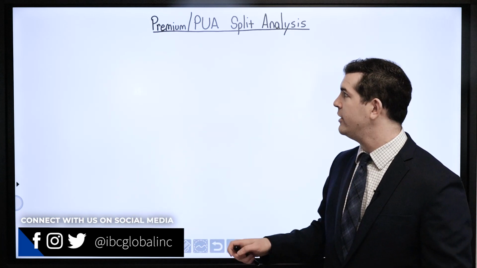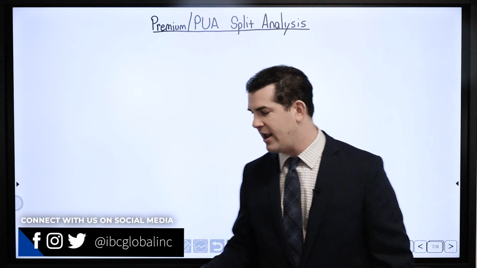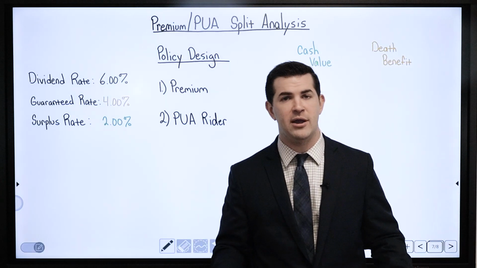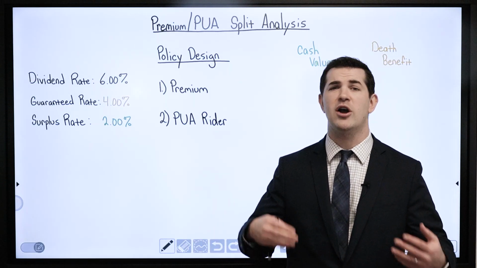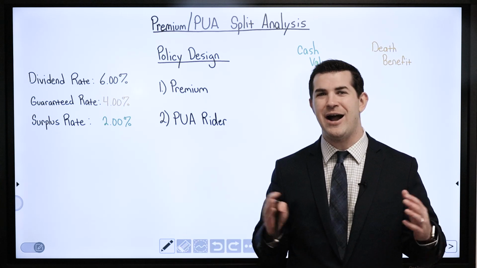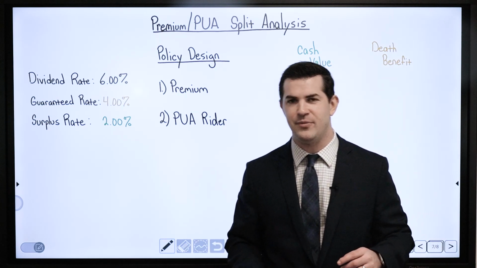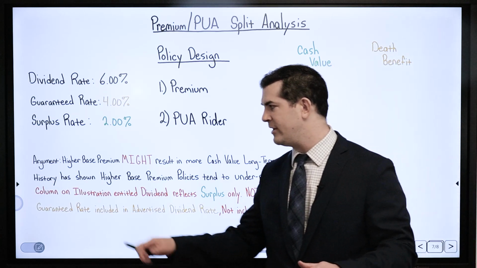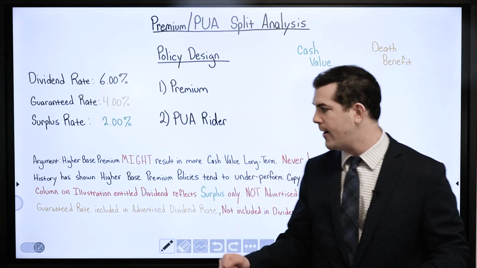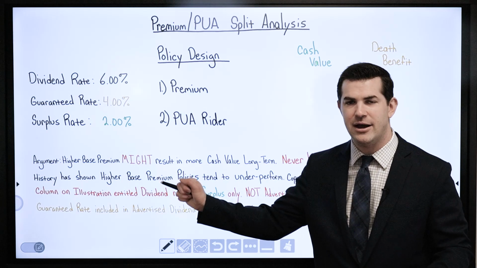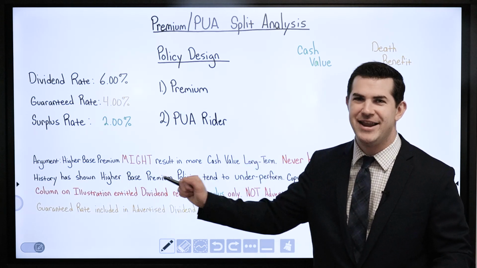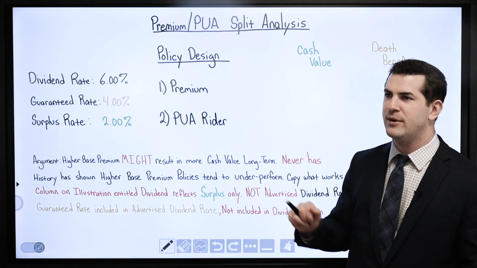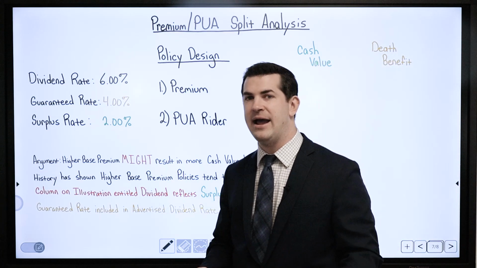So what I want to hit on here is, when it comes to designing a policy, we know that our money can go where? Toward the base premium or PUA component. We talk about that all the time and how to optimize the cash value of a policy. But then at times, we hear this argument that a higher base premium might, and I want to emphasize that word again, might result in more cash value long term. But here's my response to that: it never has.